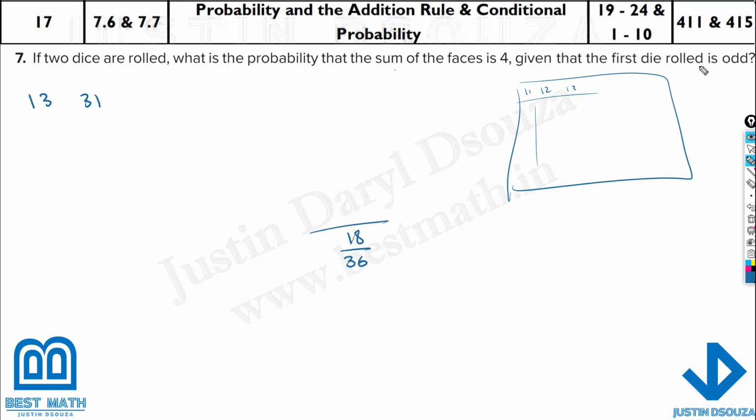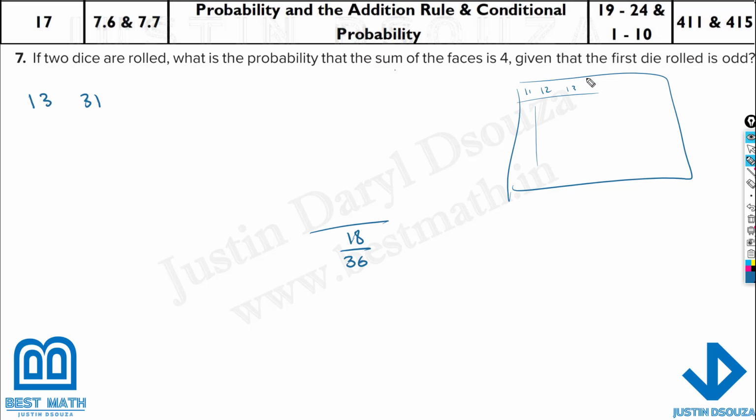Half of them can be first. Only the first die must be odd. That's the given condition. It's half, 50%. It'll be either odd or even. The next condition is very important. Now we need to find the sum of the faces of 4.